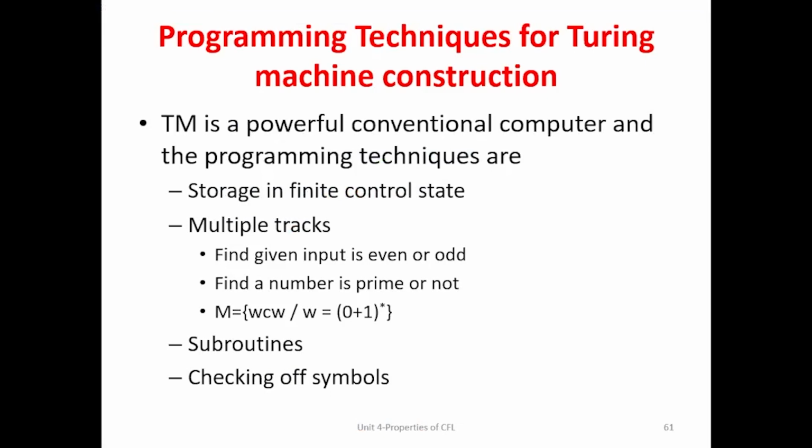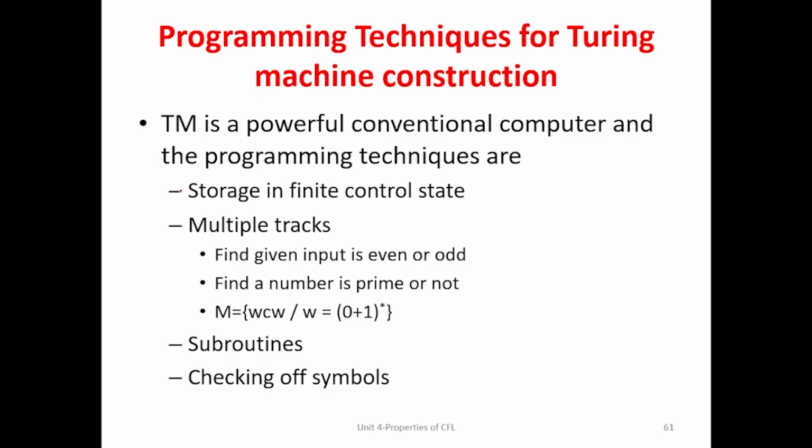Here I'm going to give an explanation for the theory part of Turing machine. That means programming techniques for Turing machine construction. If you consider a Turing machine, it is a mathematical model which is used to define a context-free language and also used for doing some mathematical operations in it. It is a powerful conventional computer, and it can be used in programming techniques.